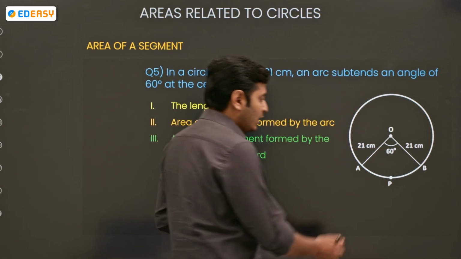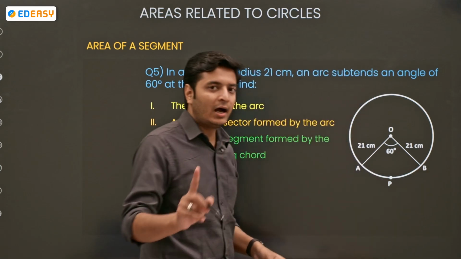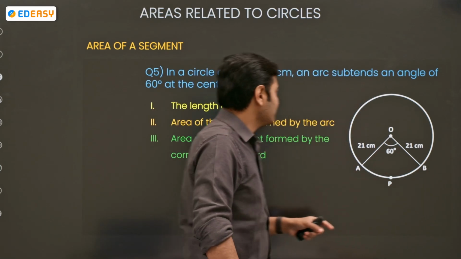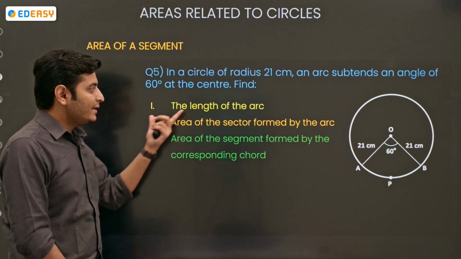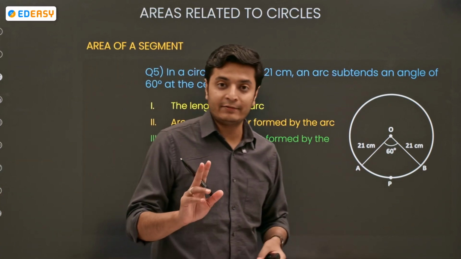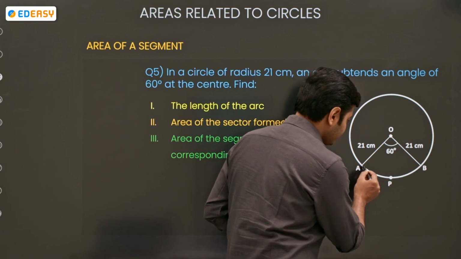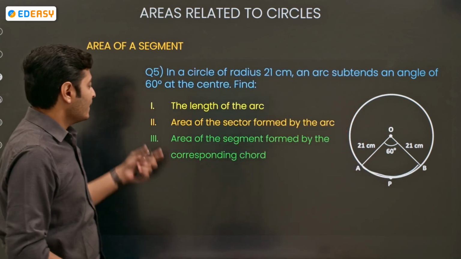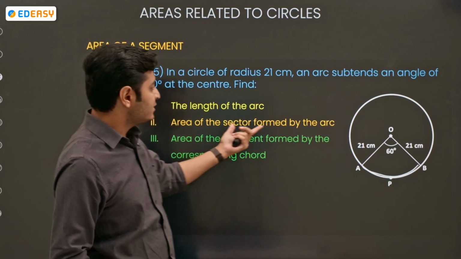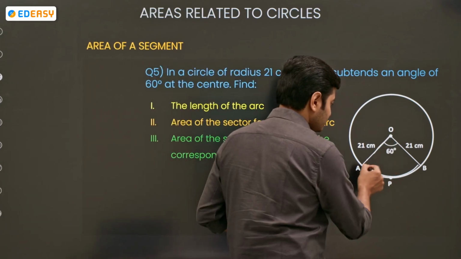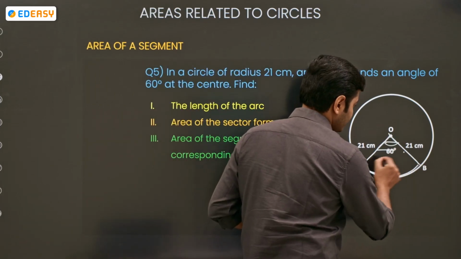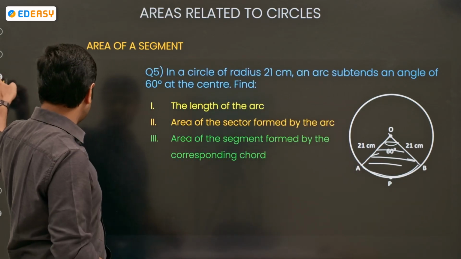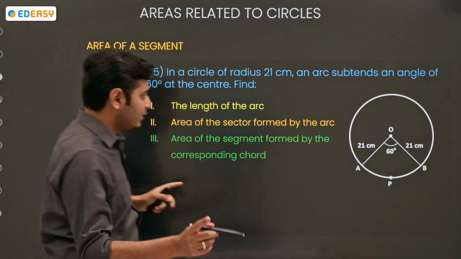Okay, an arc means APB. This arc is subtending 60 degrees angle at the center. Okay, now we need to find the length of the arc. First thing that we need to find is length of this arc APB. Second, we need to find the area of the sector formed by the arc. Okay, so we need to find the area of this sector also. Also, we need to find the area of the segment.